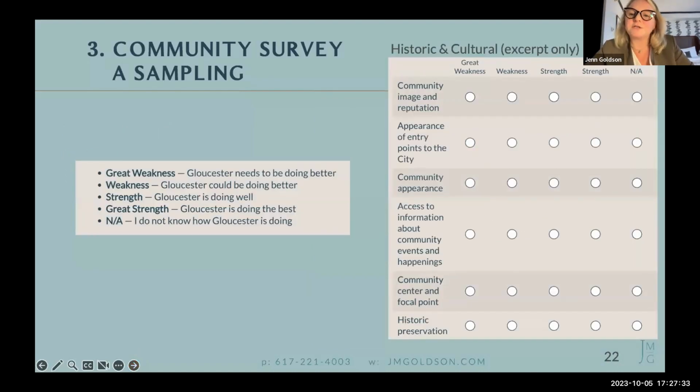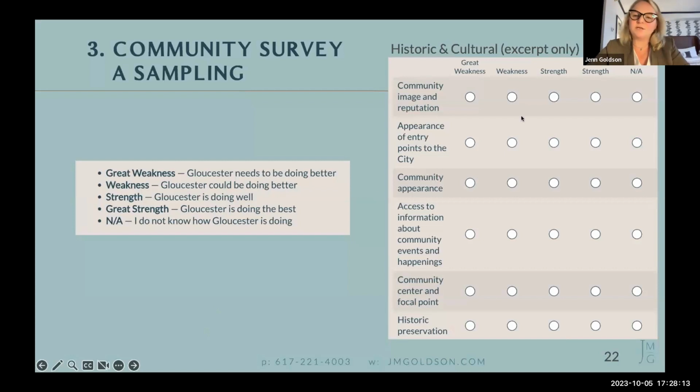Another series of questions actually focuses on doing what we call a Likert scale, looking at each category. So I'm starting here with historic and cultural, and this is just an excerpt. This is much longer than this, but we go through different categories of historic and cultural considerations, and we ask, is Gloucester's community image and reputation currently a great weakness, a weakness, a strength, or a great strength, or I don't really know, I'm going to just choose NA. And you just go down and you use this ranking scale, or rating scale, I should say, to go through the various points.